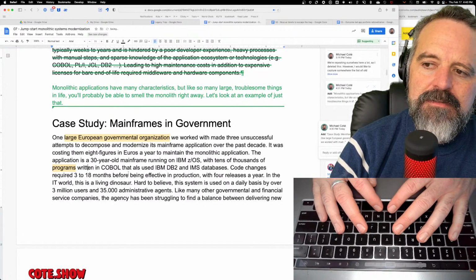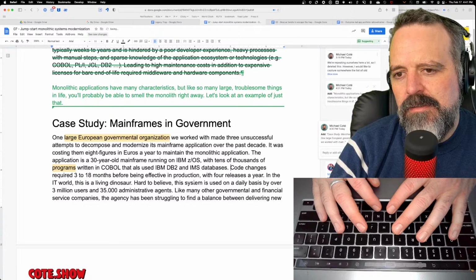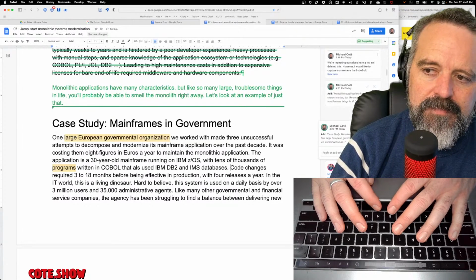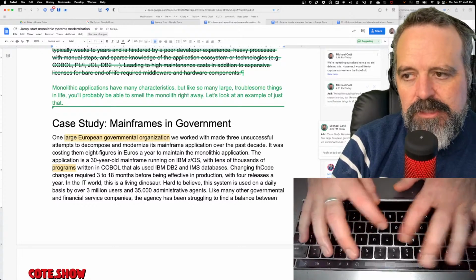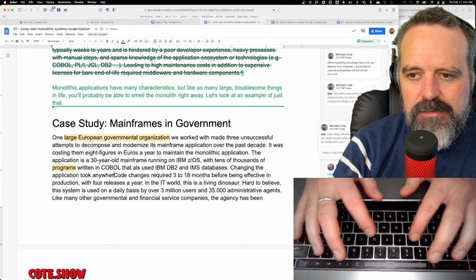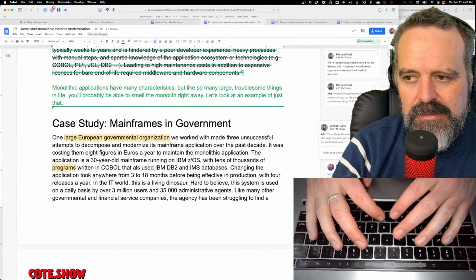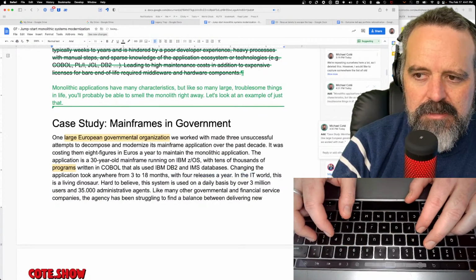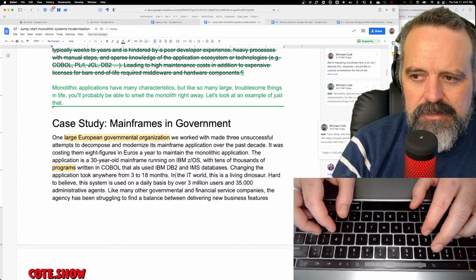Code changes required. Let's see. Being effective in production with 4 releases a year. Changing the application took anywhere from 3 to 18 months. In the IT world, this is a living dinosaur.